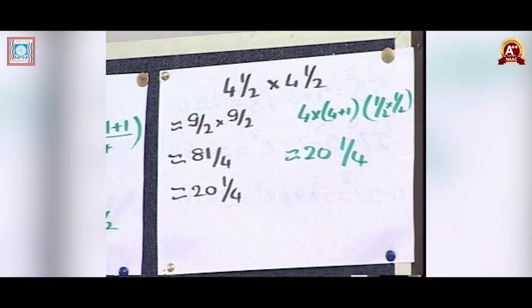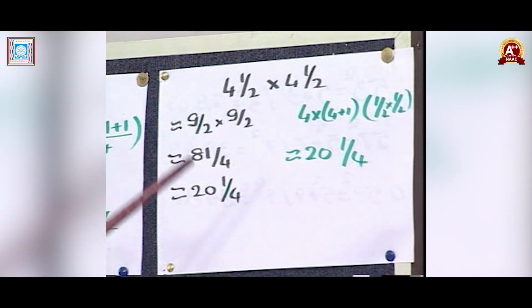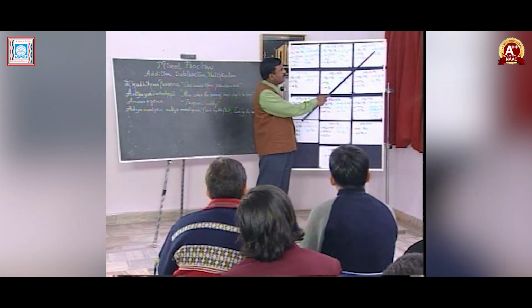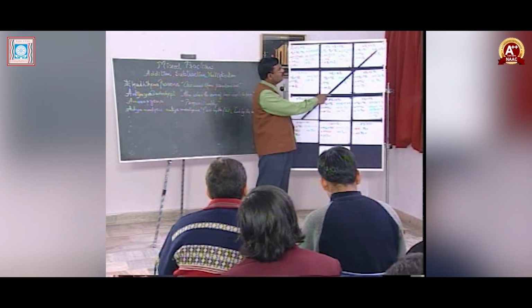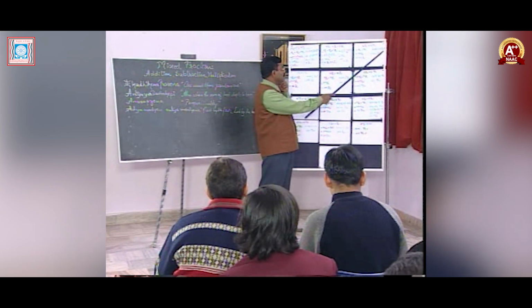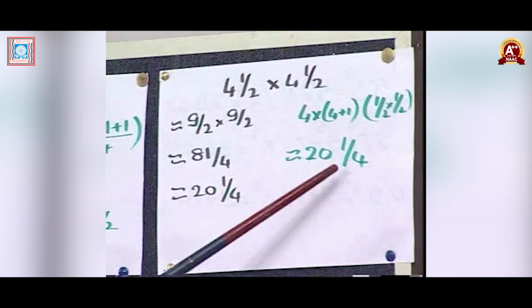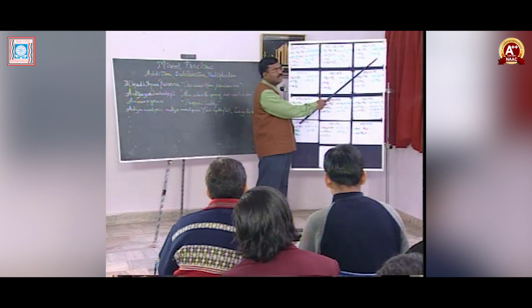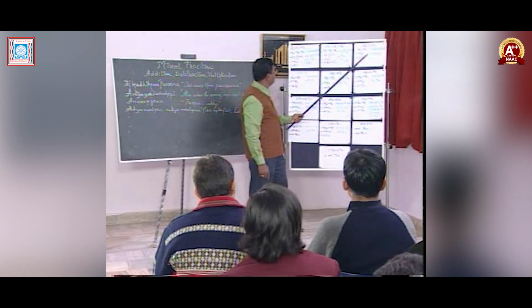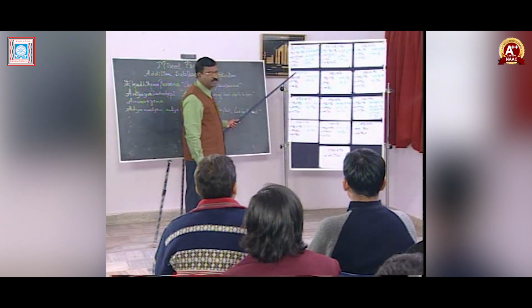If you are applying Ekadhikena Purvena, by observing the given multiplicand and multiplier, you add 1 to the whole value. 4 multiplied by 4 plus 1, that is 4 5s are 20, that is the whole value, and 1 by 2 multiplied by 1 by 2, you will get 1 by 4. By observing only, 4 5s are 20, 1 by 4 is the answer. You may write it in a single step rather than 2 steps also. This is the even number mixed fraction. Now let us see the odd number mixed fraction.